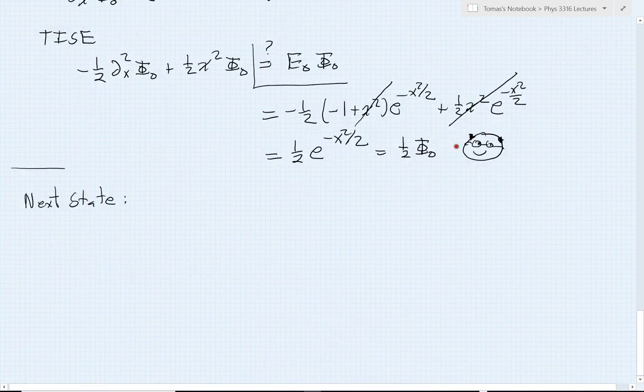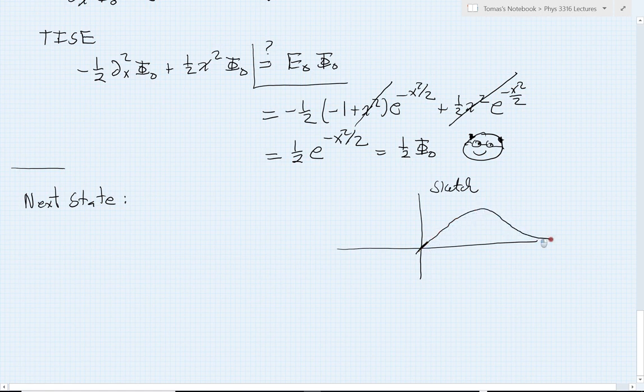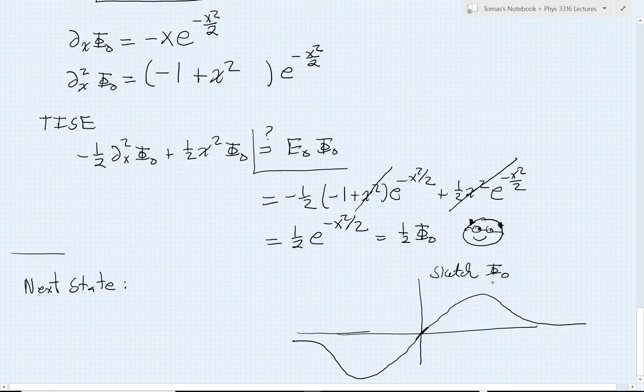I'm going to just make a sketch of what it has to look like. We know the next state, because of our parity symmetry, has to be an odd function, so it has to go through 0 like so, and it eventually has to go over into some kind of classically forbidden region on either side. So we know phi 1 will have to look something like this. This would be the first excited state.